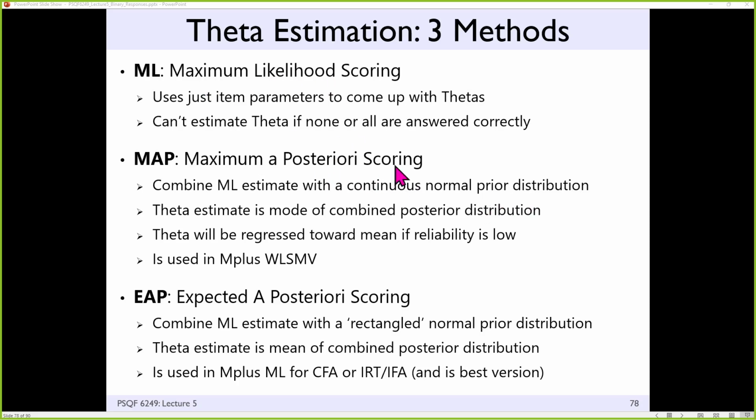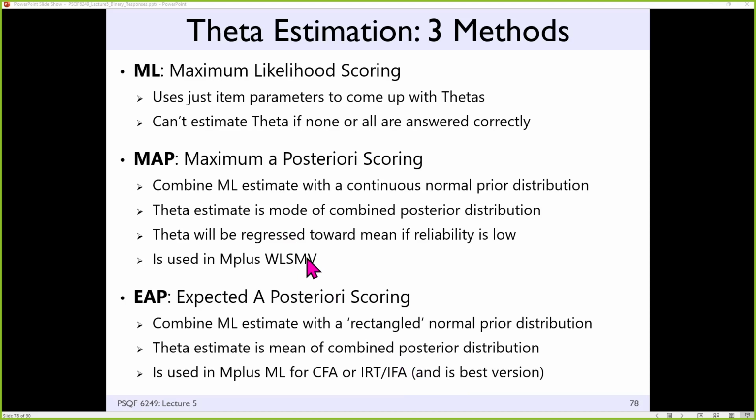3 different methods of scoring that you'll come across. ML can't be used for perfect response patterns, and so we end up adding stuff to it based on the idea of a prior distribution as to what theta is supposed to be. So yes, now we're solidly into Bayes territory. These are the 2 that you will come across, EAP or MAP. EAP is what we want. MAP is what you get out of limited information.